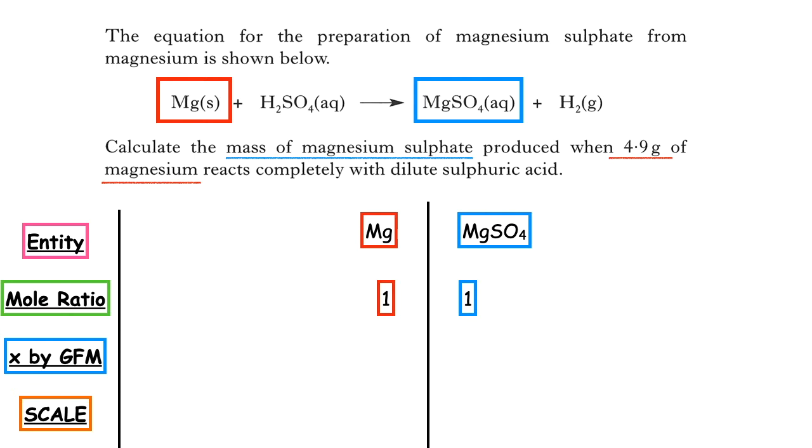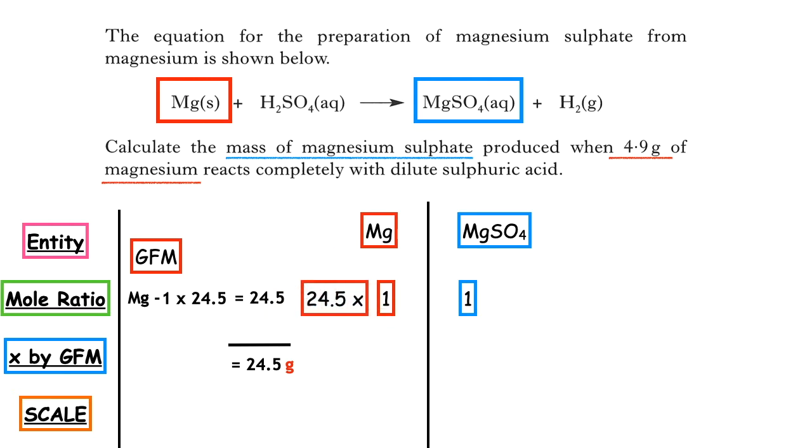The next thing that we have to do is we have to put it in the appropriate unit. The question is working in grams. So what we want to do is change the unit into grams by multiplying by the gram formula mass. Magnesium, how many do we have inside the box? We've got 1 multiplied by the relative atomic mass, which is 24.5. 1 times 24.5 equals 24.5. So we can insert that into our question.